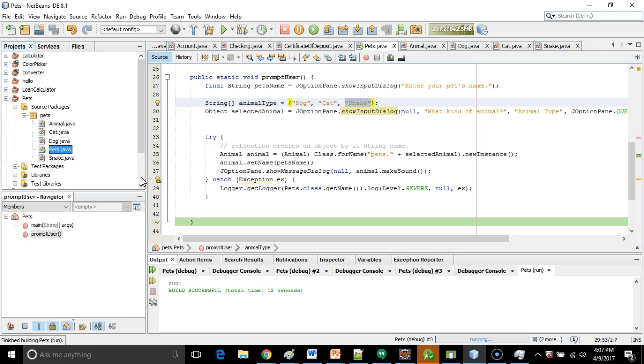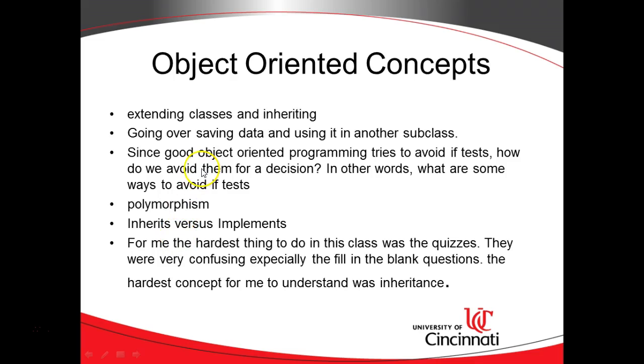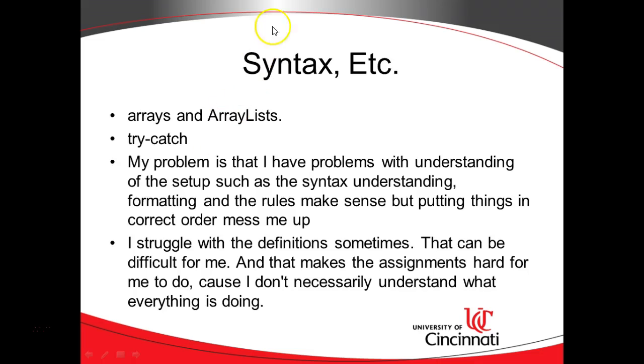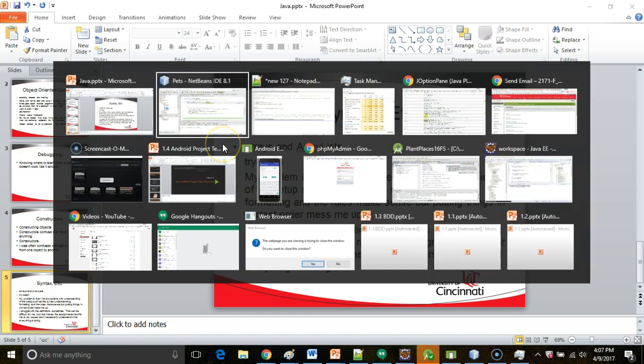So passing data, creating objects, constructors, polymorphism, inheritance, debugger, we've covered quite a bit. Let's see what else we need to cover. Okay, so we got object-oriented concepts, we got debugging, we got constructors. I think we've knocked out each of these. Try-catch, arrays and array list. I think that's it. Okay, so let's go ahead and do arrays and array list.